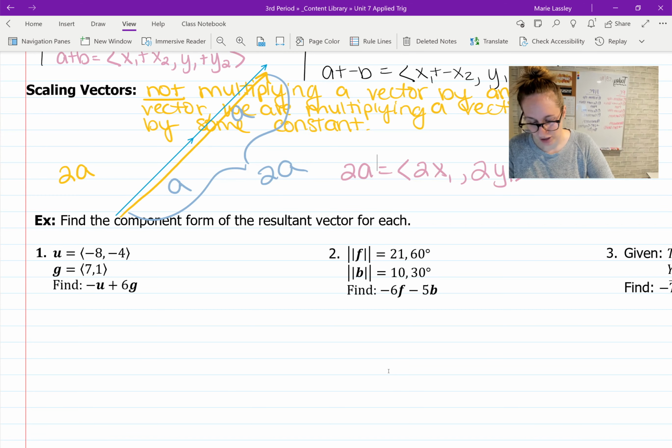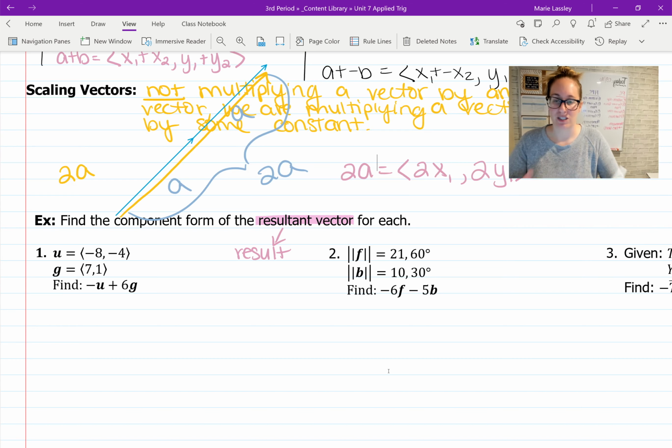We shouldn't skip our instructions. It says find the component form of the resultant vector. Resultant is just a fancy word for the result vector. So this just means the result of performing the operation. So resultant vector does mean kind of what you think it means: find the result of whatever operations it wants you to perform. I know it's kind of a fancy word, but it's used a lot in vectors.